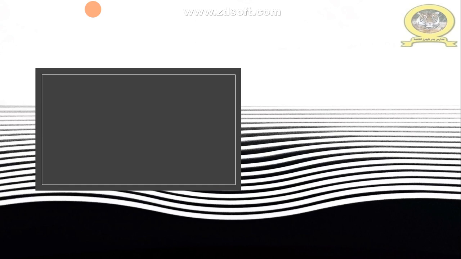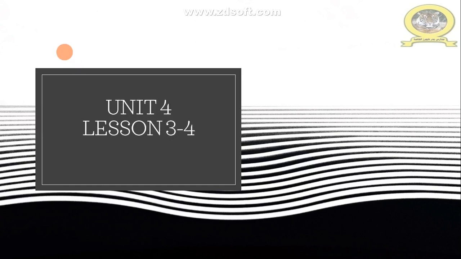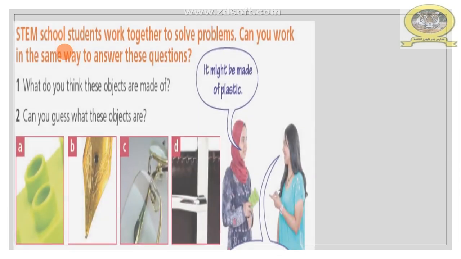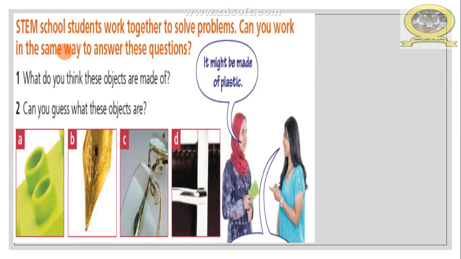We are going to continue with Unit 4, Lesson 3 and 4. In the previous lesson, we talked about STEM schools and STEM school students and how they work together to solve problems. Can you work in the same way to answer these questions?